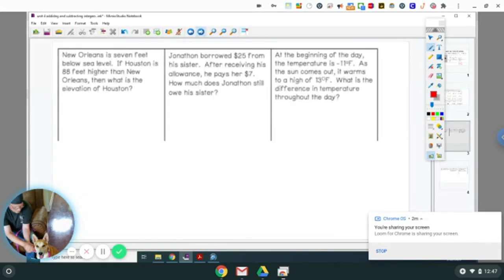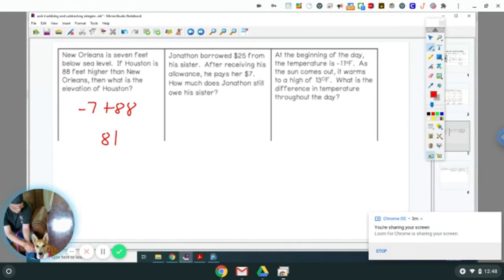So we're going to look at some word problems. It says New Orleans is 7 feet below sea level. If Houston is 88 feet higher than New Orleans, what is the elevation of Houston? So that's negative 7 plus 88, which will be positive 81. So Houston is 81 feet above sea level.